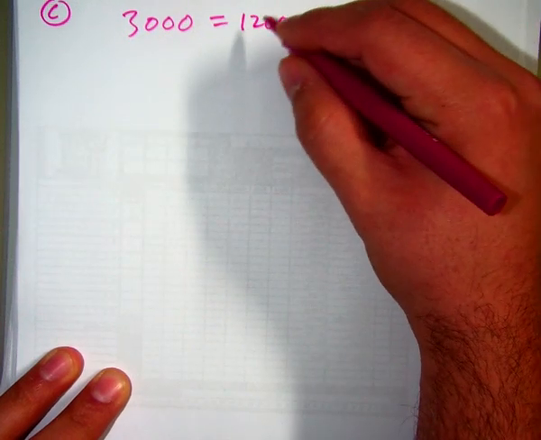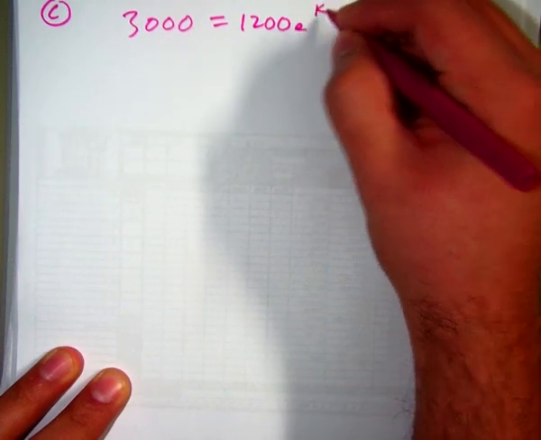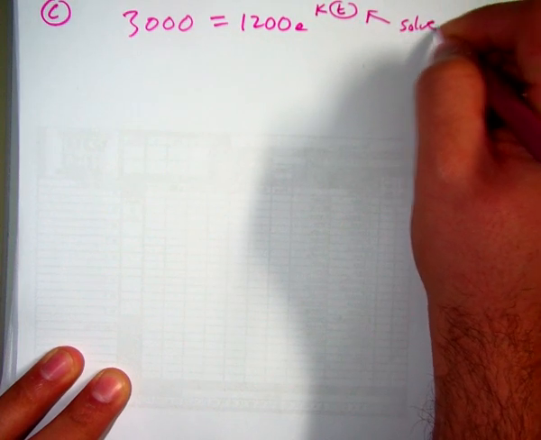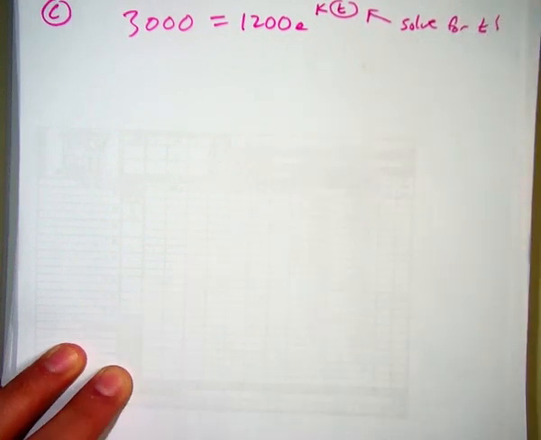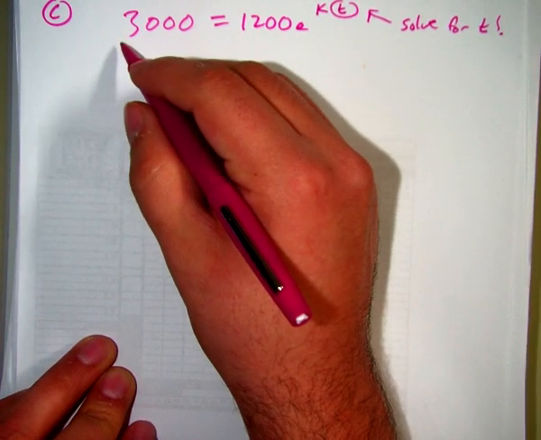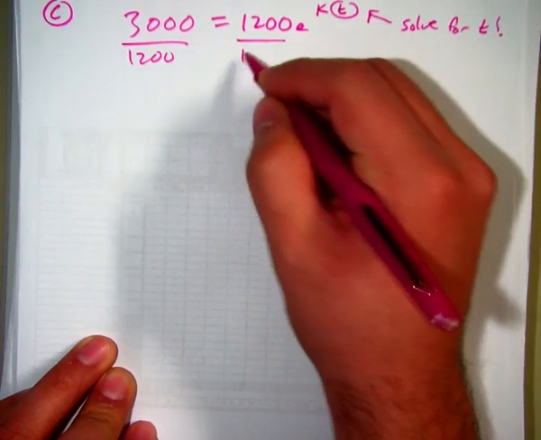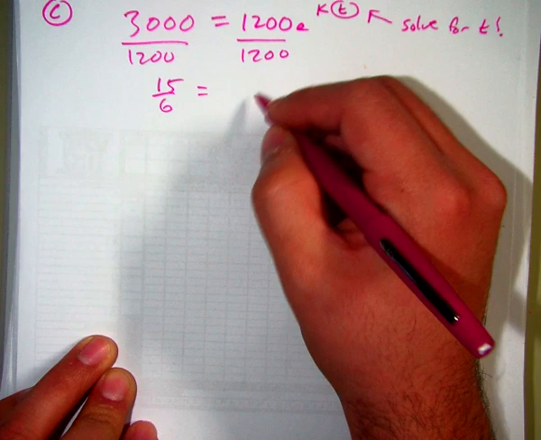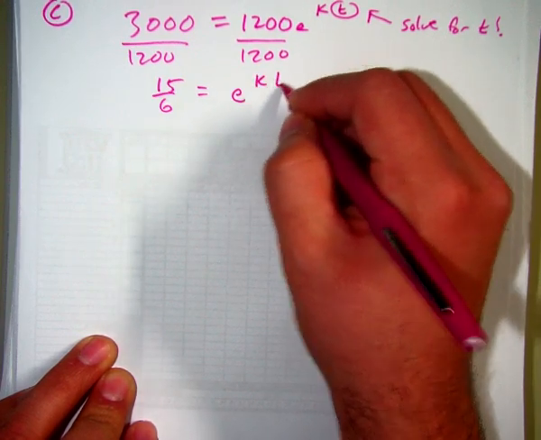So we do 1,200 e to the k, which we now know. And now t, that's what I'm trying to solve for. I don't know what that t value is, but we're going to start off the same way. Divide by 1,200 on both sides to try to get t alone. So we get 15/6 when you reduce the fraction, e to the k times t.